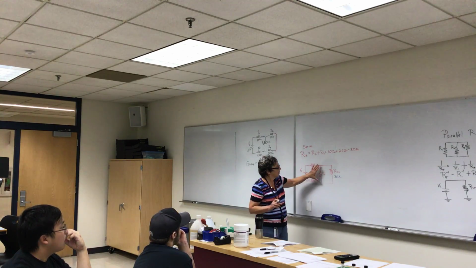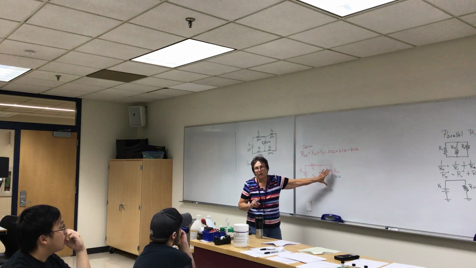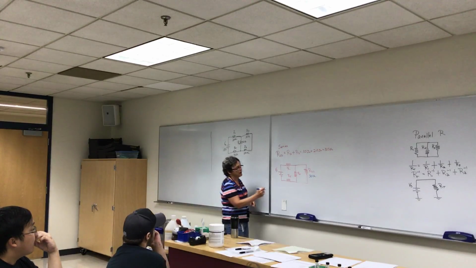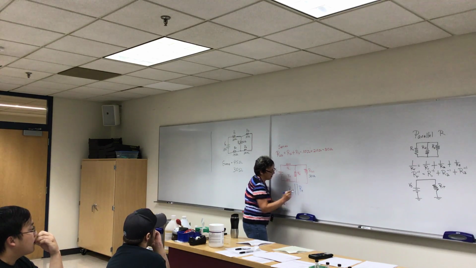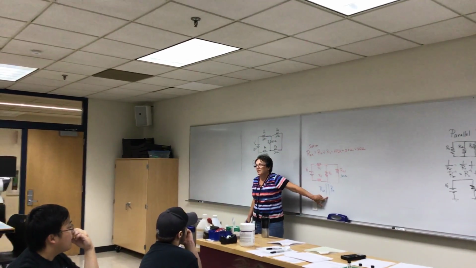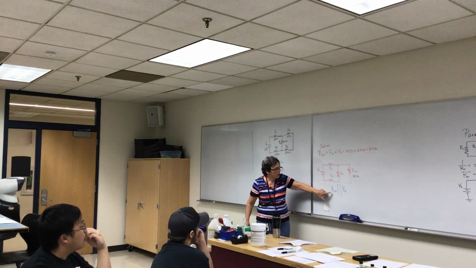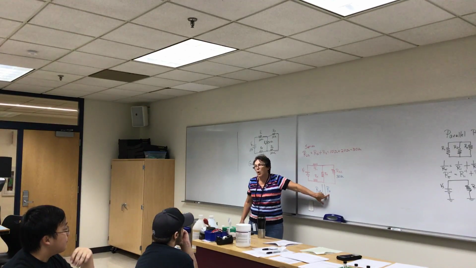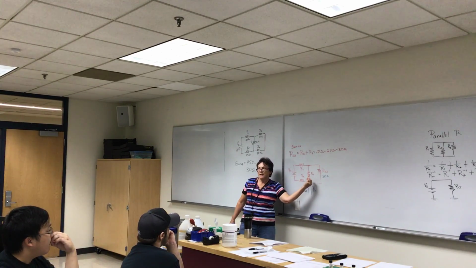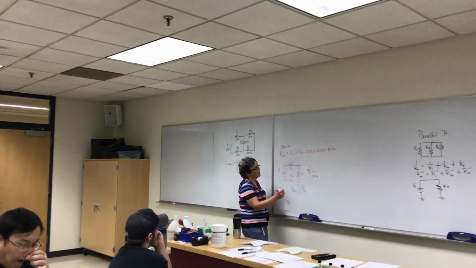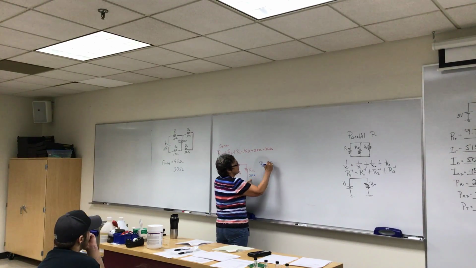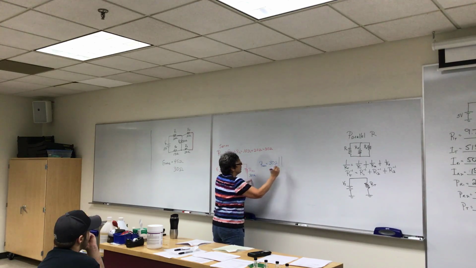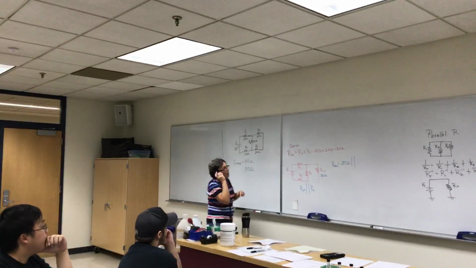Because the nodes of R2 and 3 are touching the same 2 nodes of R4. Now those 2 are in parallel. So R23 is in parallel with R4. This is the common symbol for in parallel with. Okay? So R23 is in parallel with R4. So we can combine those together. So R234 is going to equal 30 ohms in parallel with what's R4, 30 ohms.